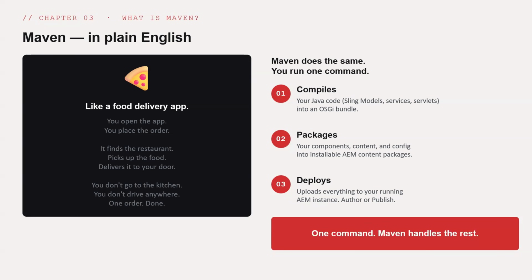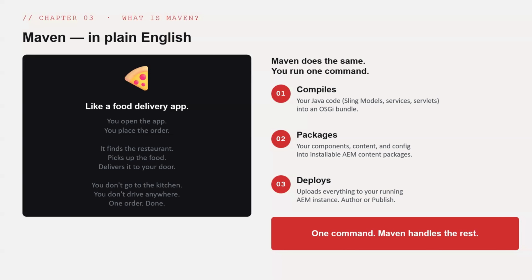We are talking about Maven, so let's try to understand what it is, because you will use it every single day as an AEM developer. Think of it like a food delivery app. You open the app, you place your order, what you want, where to deliver. The app takes care of everything. It finds the restaurant, picks up the food and delivers it to your door. You don't go to the kitchen, you don't drive anywhere, you just place the order.